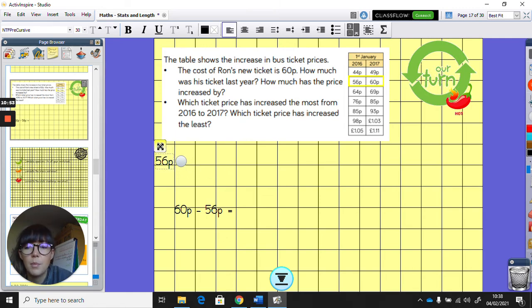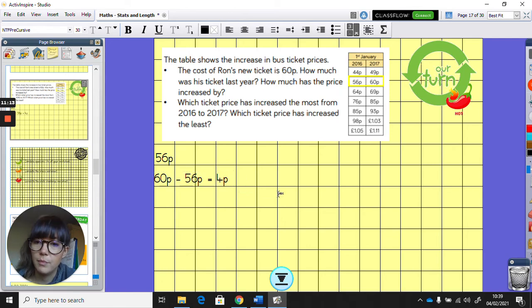And how much has the price increased by? For that, you need to find the difference between the two amounts. So you need to take away 56p from 60p. It'd probably be easier just to go 56 in your head and count up to 60p. Oh, it is 4p. So it's gone up by 4p, all right? Let's look at the next question.